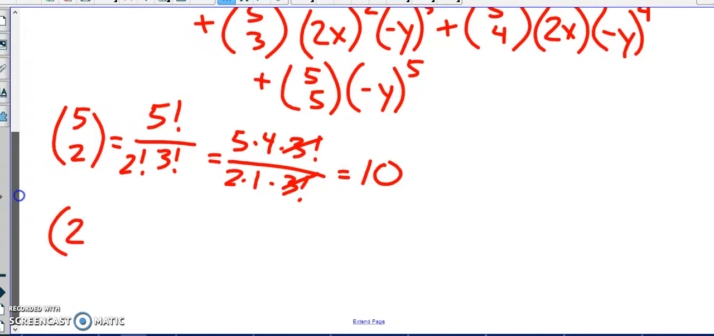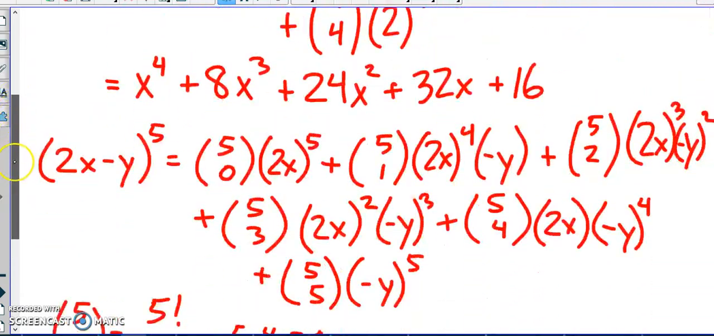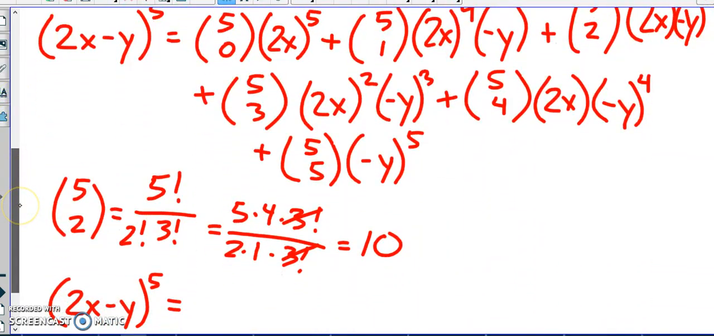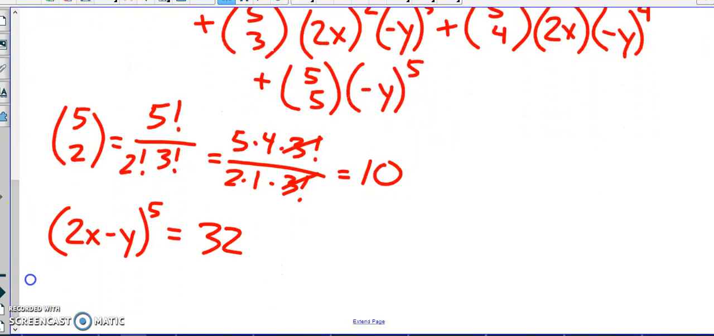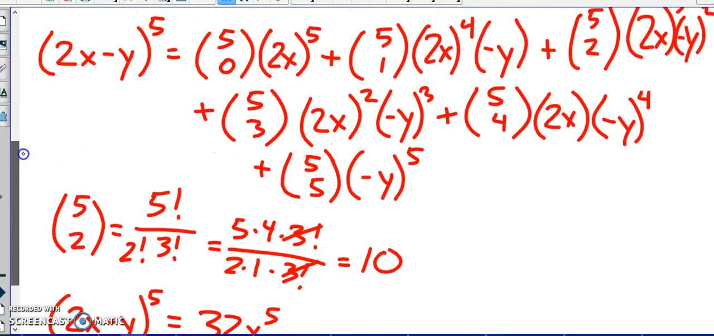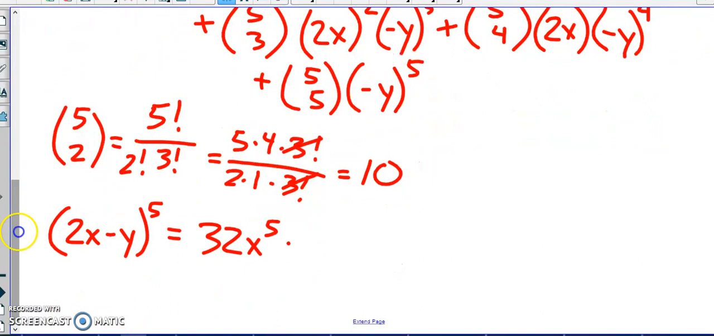So this 2x minus y to the fifth is going to be, first off, 2x to the fifth would be 32x to the fifth times 1 would be 32x to the fifth. Then this guy right here would be 5, and then this guy would be 16x to the fourth, and that would make negative y, which would make negative 80 if you crunch all that out. So this would be negative 80x to the fourth.